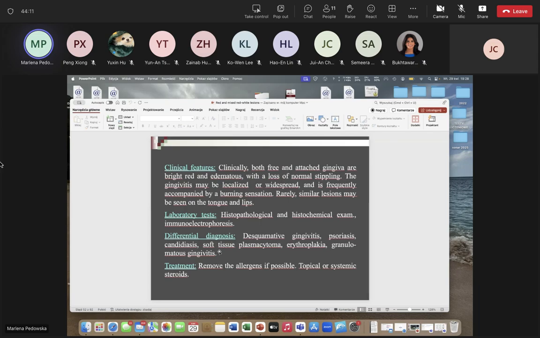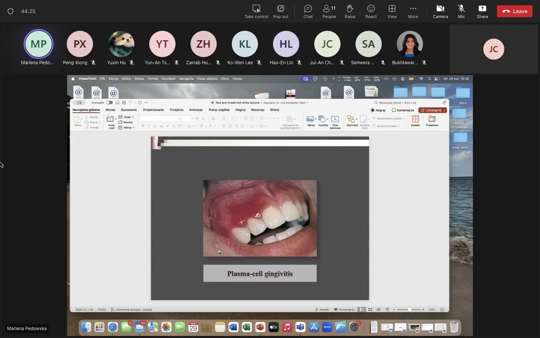We notice it clinically as some redness, bright redness, and there is a tendency for bleeding. Of course, we have to perform a biopsy for it, and we have to distinguish it from desquamative gingivitis and candidiosis. And this is plasma cell gingivitis.